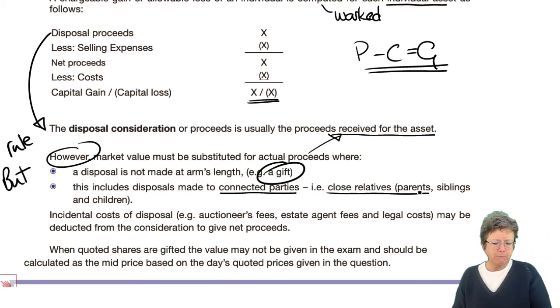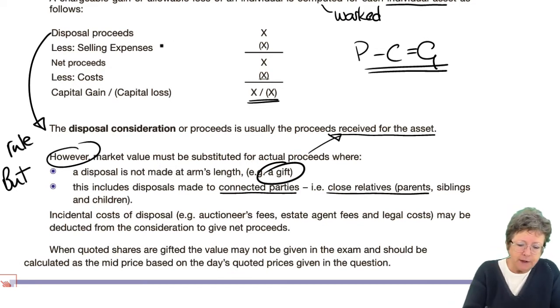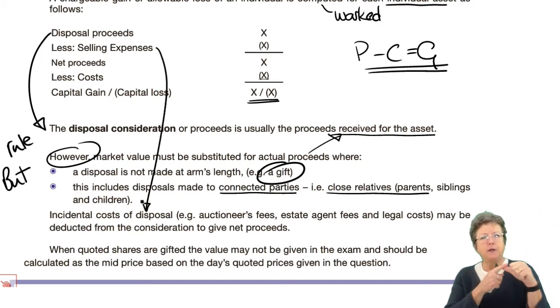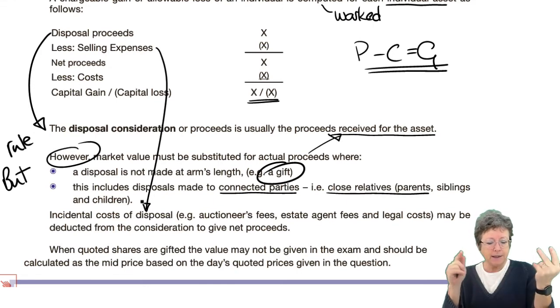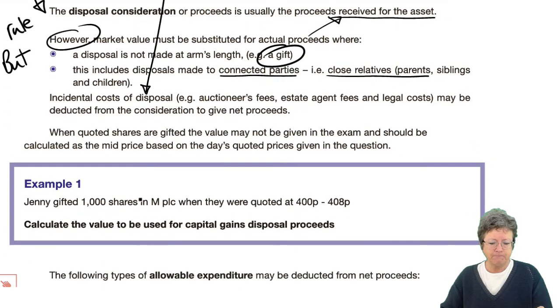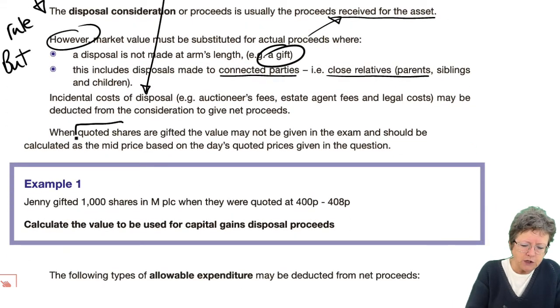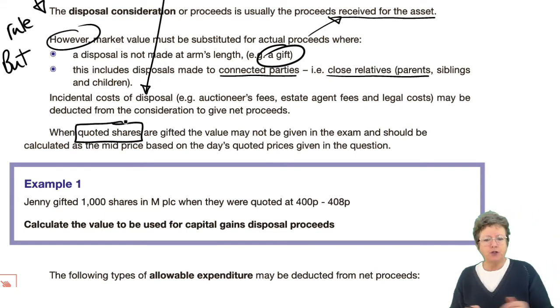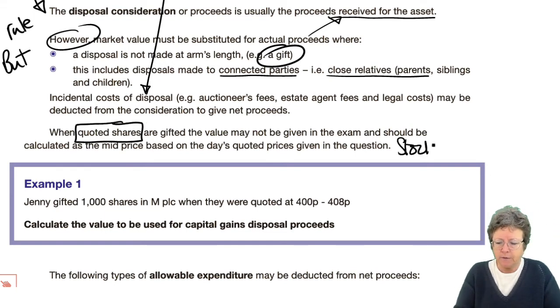Okay. So incidental costs, these selling expenses. Auctioneer's fees. So you sell something at an auction, you pay a percentage. That's an allowable cost. Estate agent's fees if you've sold a building, and any legal costs, they can be deducted. Now, one of the problems that we have with this disposal proceeds is when it comes to shares. Quoted shares on the stock market. So they're on the stock market. And it will say so in the question if you get it.